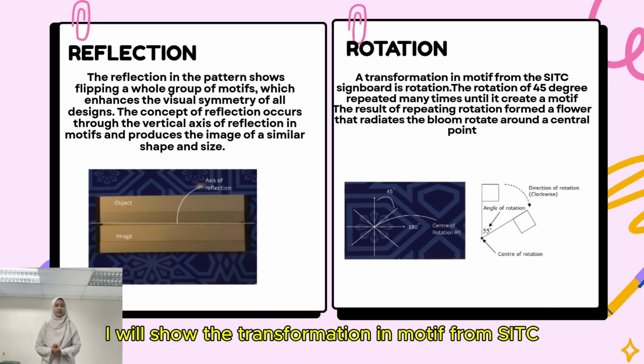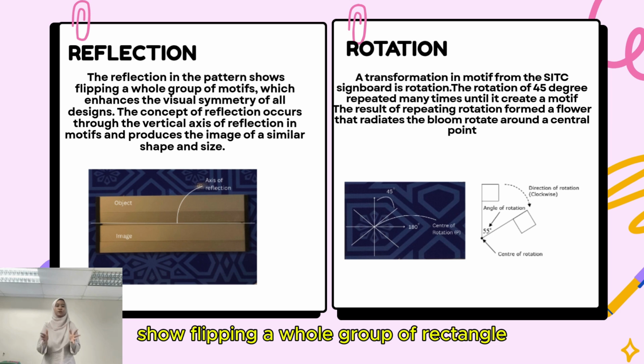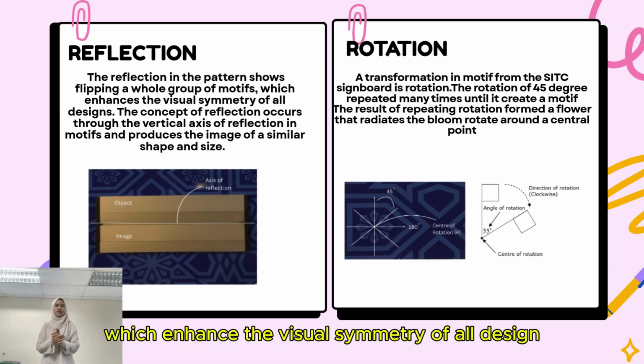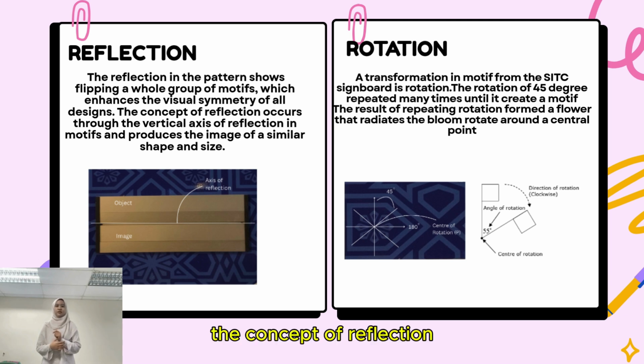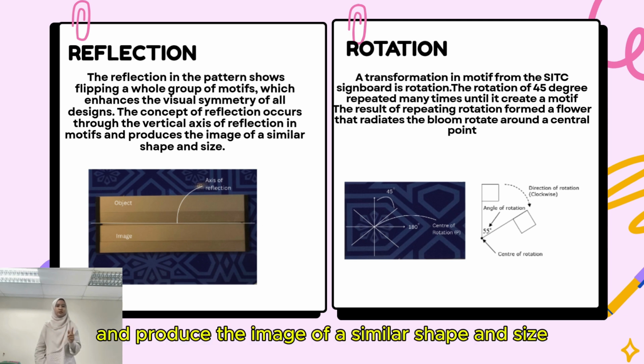Next, I will show the transformation in motif from the Sitc signboard. First, reflection. The reflection in the pattern shows flipping a whole group of rectangles, which enhances the visual symmetry of the design. The concept of reflection occurs through the vertical axis of reflection in the motif and produces an image of similar shape and size.